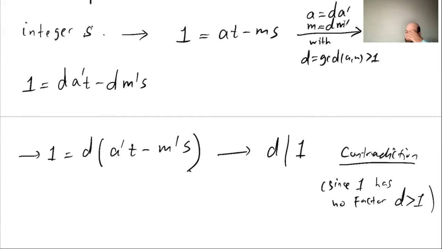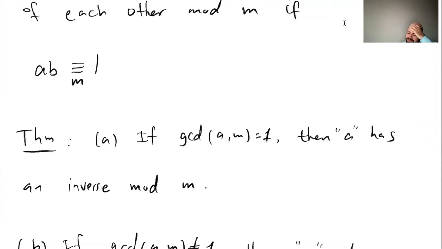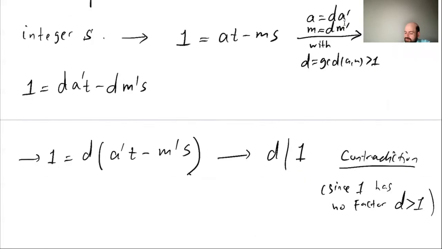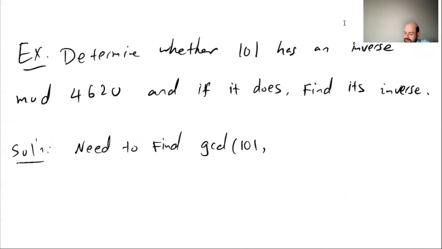Okay, so this theorem tells us the recipe to find out whether a number has an inverse or not. We have to look at the GCD of A and M. If GCD is 1, then A has an inverse. If it's not 1, it doesn't have an inverse. So to answer this question, we need to find the GCD of 101 and 4620.